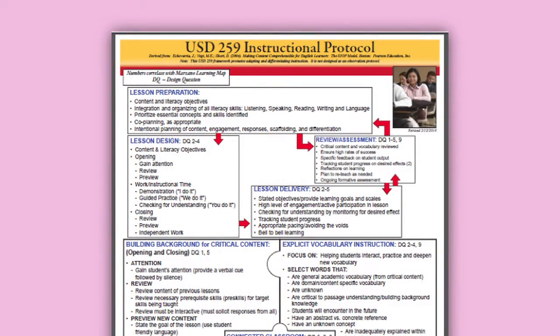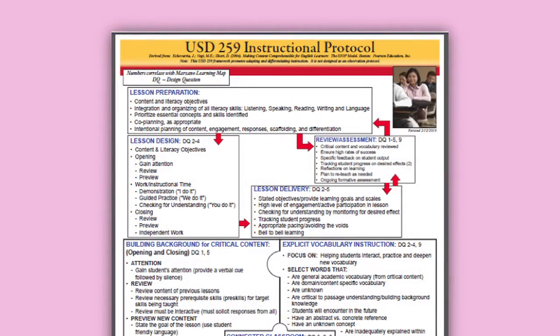I would like you to take a writing utensil and go back to your instruction protocol, please. And when you look at that, I'd like you to put a box around the lesson design part. That's really where we're going to camp out today, the lesson design. You can see what the components are there. We want you to understand them and know them pretty well. We'll talk about each one for a little bit this morning. There are really three things that are really, really important. We're going to talk about an opening, which includes your content and literacy objectives. There is the work time, and then there's the closing.